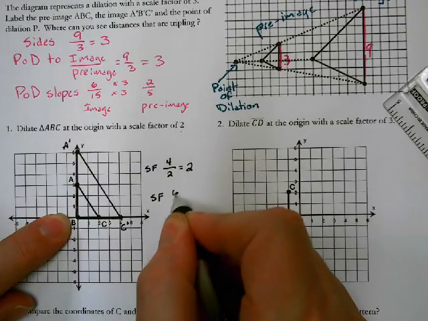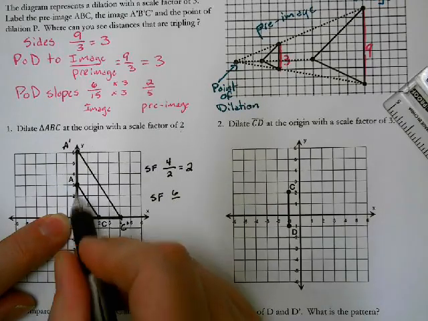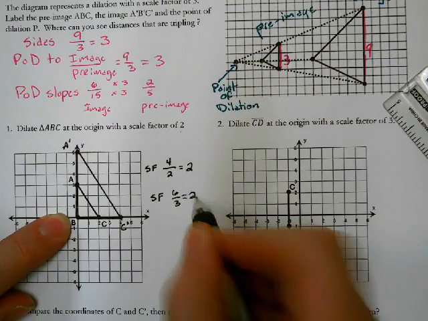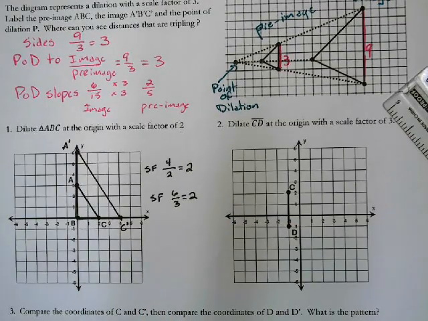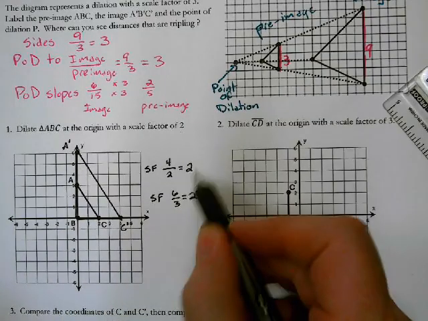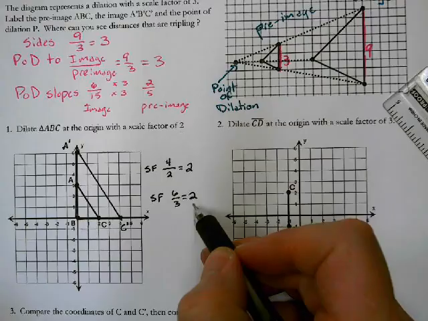And the distance to the pre-image was 3. 6 over 3 is also 2. So we can see here that we are doubling the size. Now, this is a similar shape because these sides are proportional. See how they all reduce to 2 when we compared them? That's what proportional means, is they reduce to the same number.